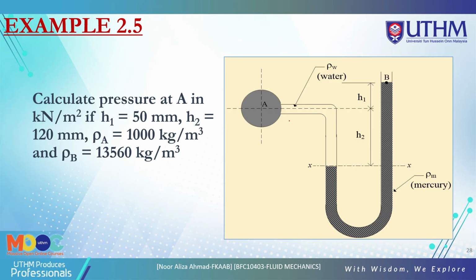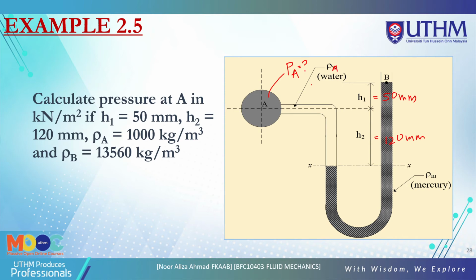Okay, so now we look at an example here. Calculate the pressure at A. To calculate the pressure at A here, to get the PA, if H1 is 50 mm and H2 is 120 mm, you must convert to meters. And the density at this plane here is actually the density at A.